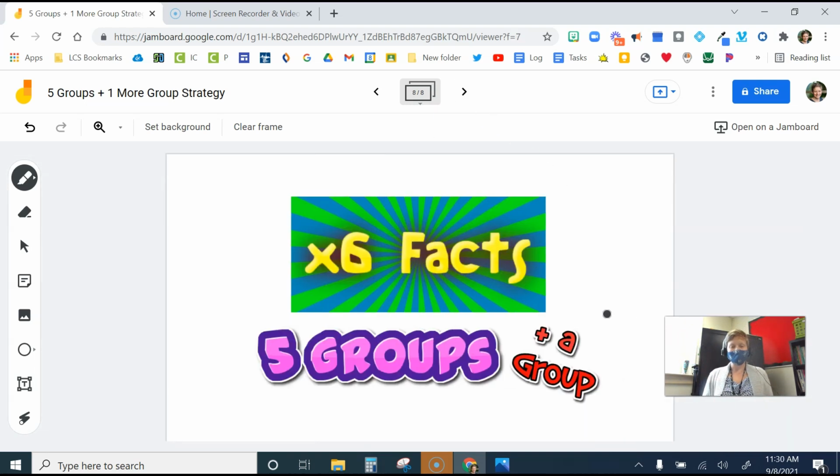All right, so now you know 2 different strategies for multiplying by 6. To me, the easier one is to find 5 groups of the number plus 1 more group of the number. But the other way you could do it is to think of 3 groups of the number and then double that to get 6 groups of the number.